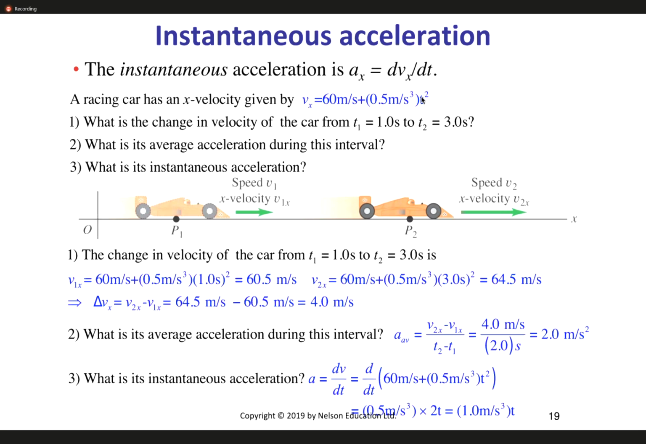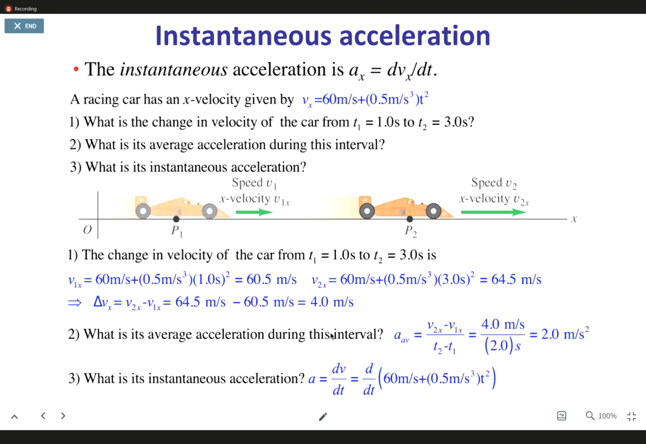You're welcome. Matthew, can you please explain the last one? Yeah, so to determine the instantaneous acceleration, we need to take the derivative of the velocity with respect to time. And the way we do that is the derivative of a constant is 0. The derivative of t squared is going to be 2t. And that gets us the answer of 1 meter per second cubed times time. More details on how to do derivatives will be in the resources that I'll post on Learn later today or tomorrow.